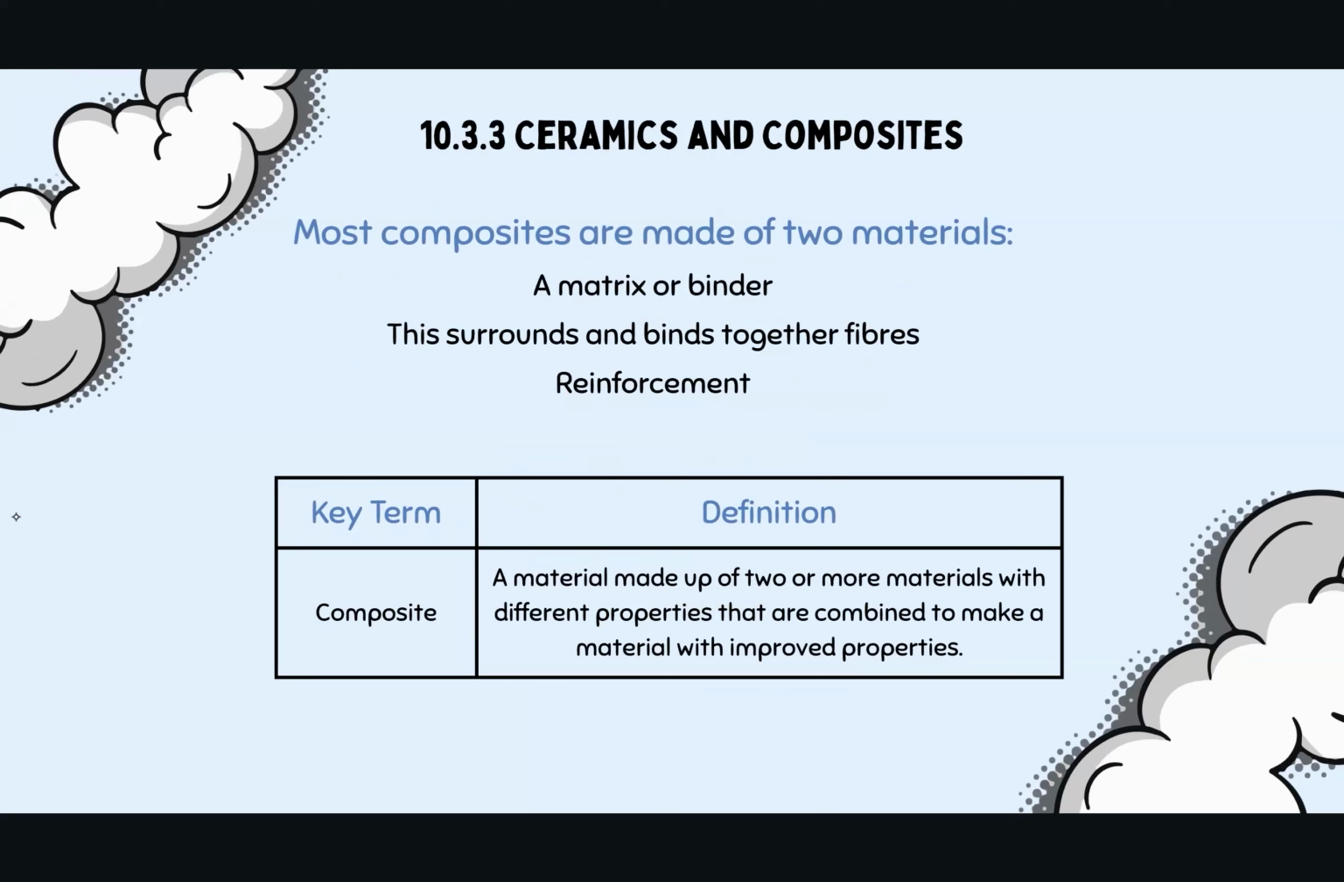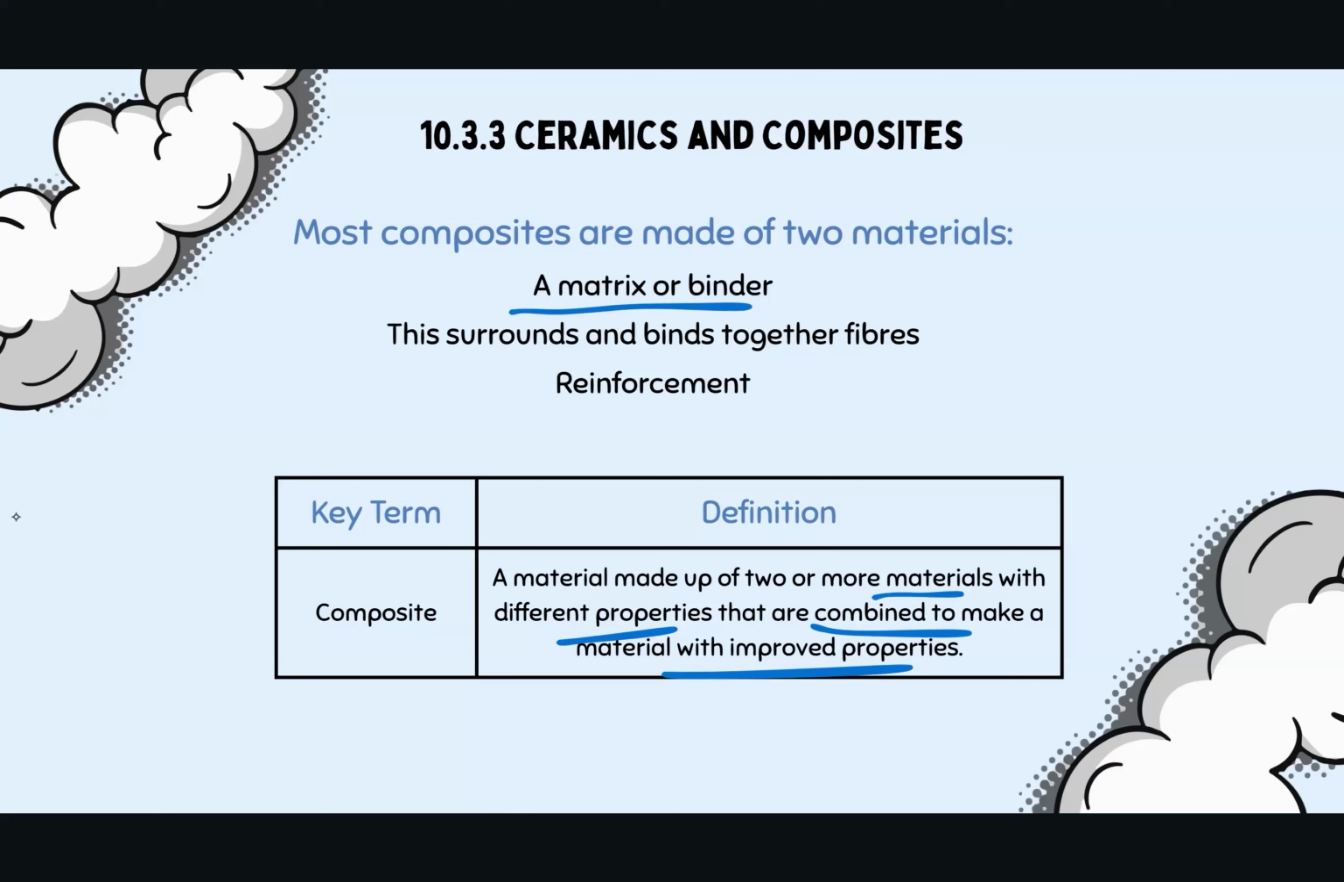Now, composites. First thing we need to understand is what a composite actually is. A composite is a material made from two or more different materials combined together to get the properties of both. Material made up of two or more materials with different properties that are combined to make a material with improved properties. A composite is a mixture of those multiple materials and you get the benefit from each one. Composites are made of two materials, a matrix or a binder. The matrix is the main material that holds everything together.